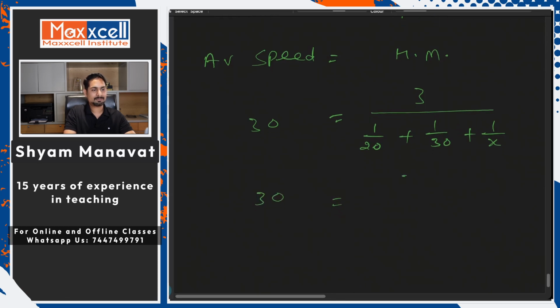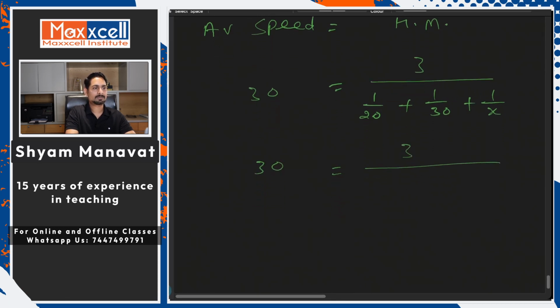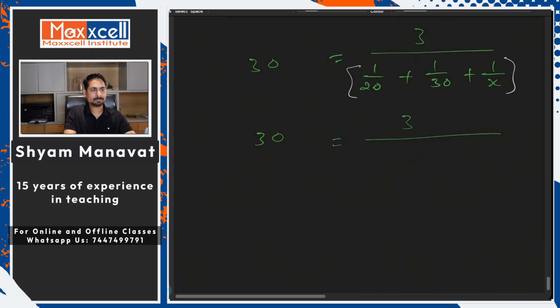30. Here we got 3. How to solve? Let's look at the denominator. How will you solve this? Numerator, you will make numerator all same. So 20, 30 and x. To make it same, I can say 20 into 30 into x.